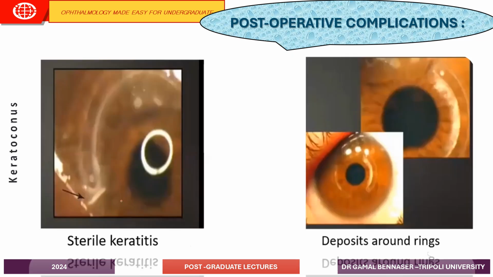Here are some pictures that show some of the complications that can happen after intrastromal ring implantations. As I said, sterile keratitis can be seen with stromal haze, and also some deposits around the segments. These deposits might not disappear and might stay forever. If detected early, this haze sometimes disappears with the use of topical steroids.